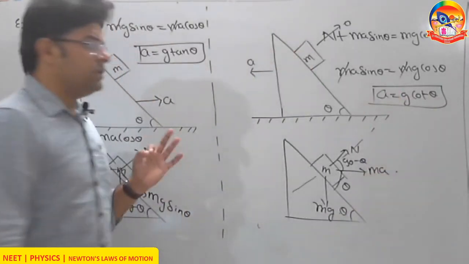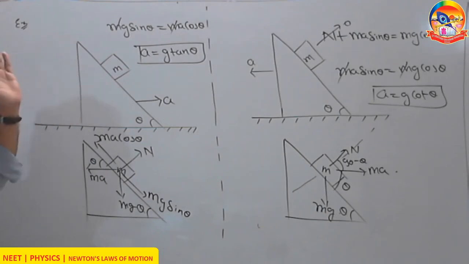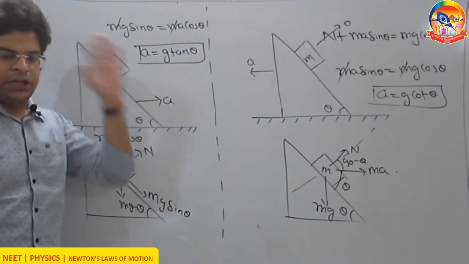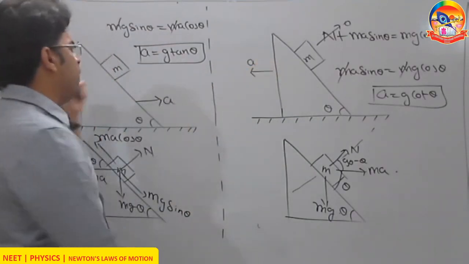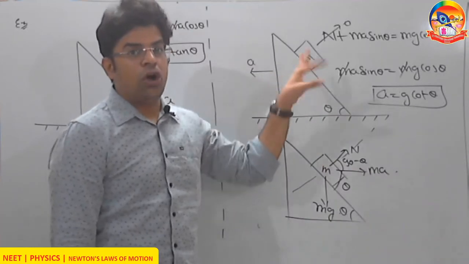So the two questions look alike, but they are different. First, what has to be the acceleration of the incline so that the block does not slide over the incline? g tan theta. What has to be the acceleration of the incline so that the block loses contact with the incline? That is g cot theta.